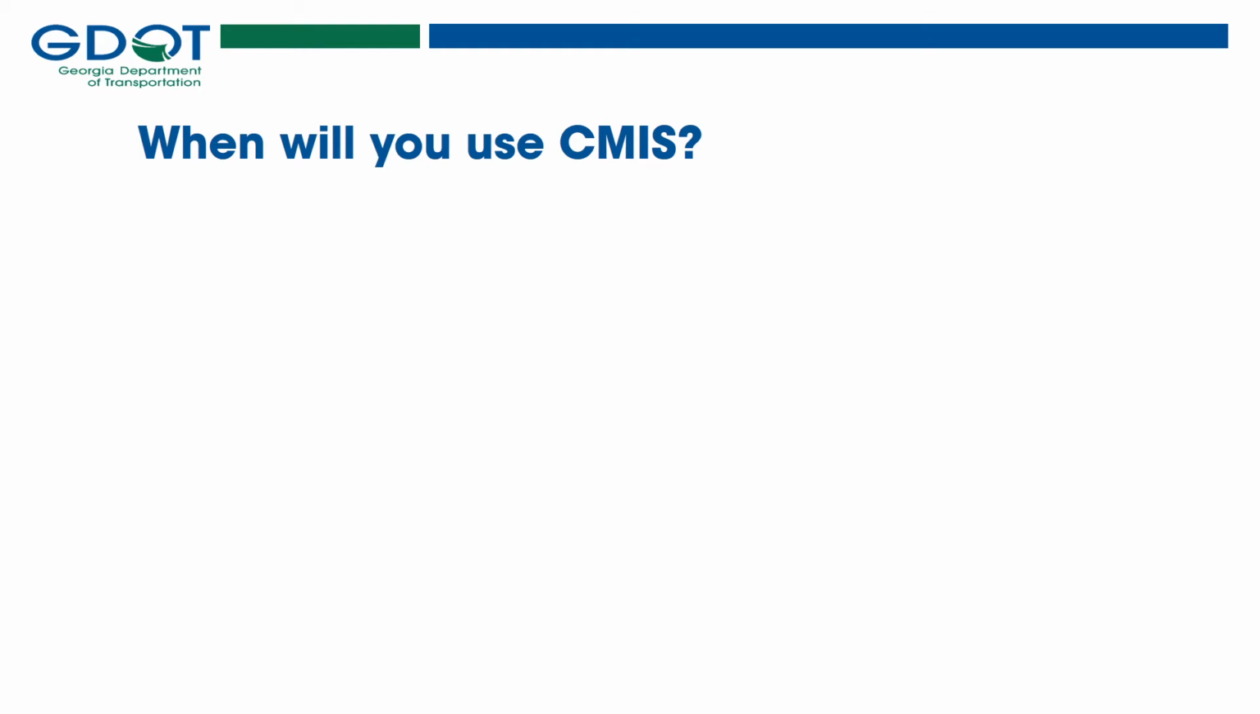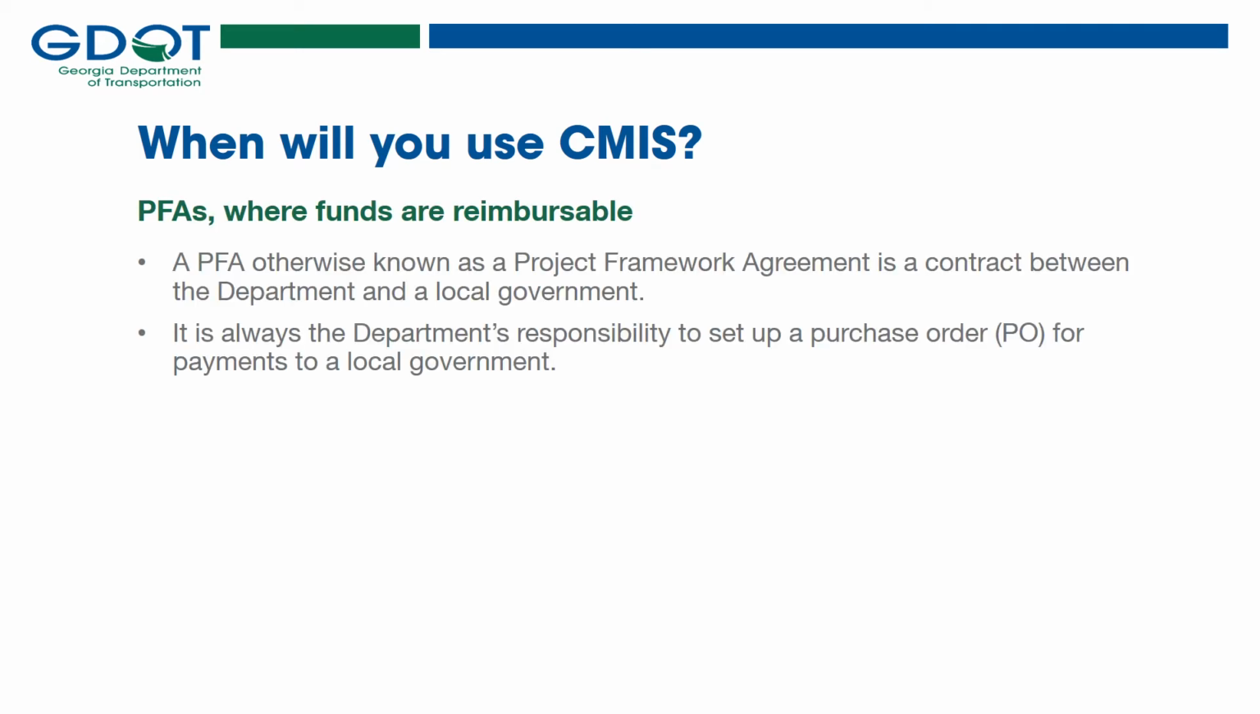When will you use CMIS? Where PFA funds are reimbursable. A PFA, otherwise known as a Project Framework Agreement, is a contract between a department and a local sponsor. This contract solidifies the amount that the department has agreed to reimburse the local sponsor. It is always the department's responsibility to set up a purchase order for payment to a local government where funds are reimbursable.